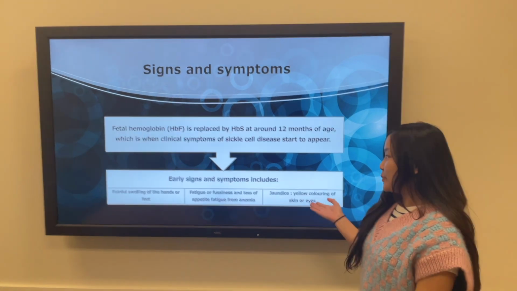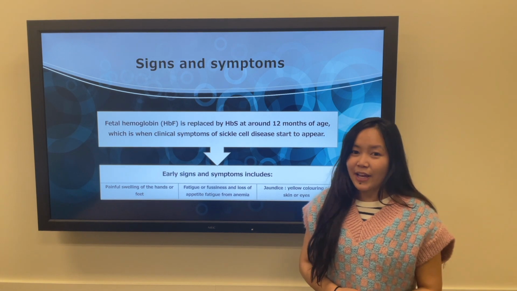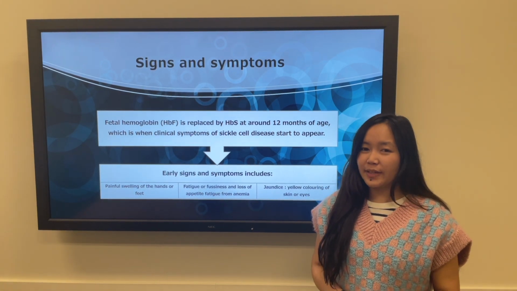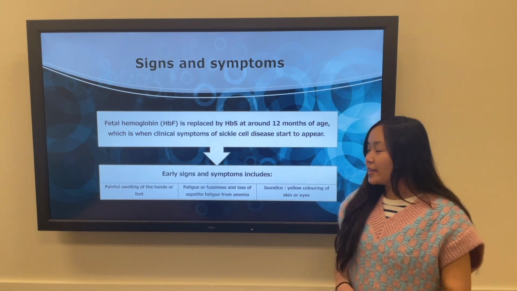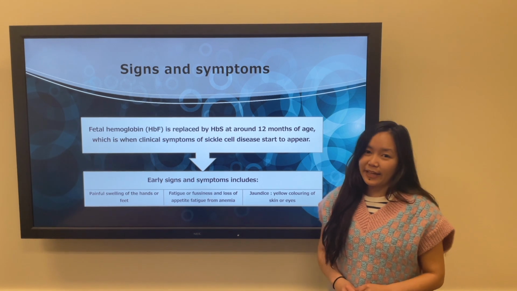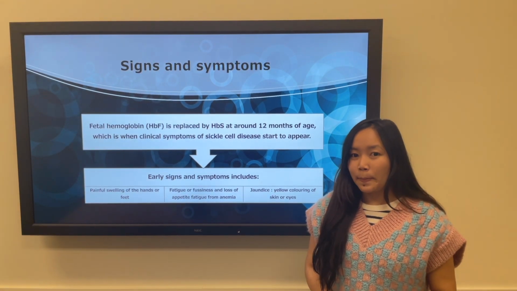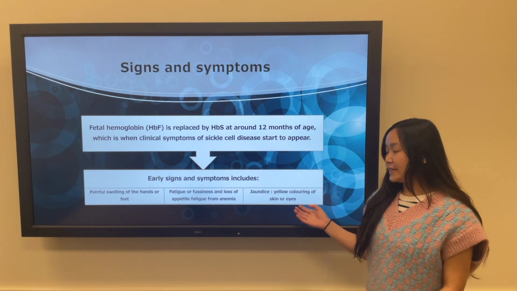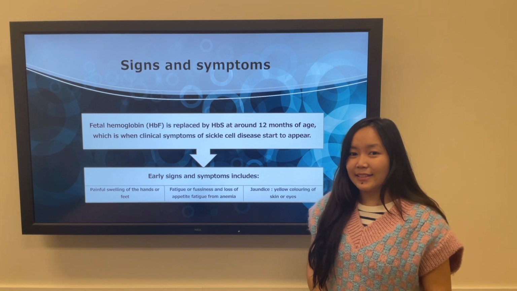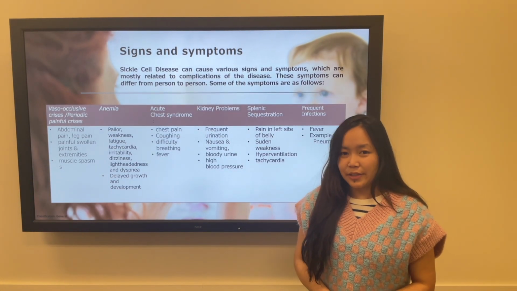The early signs and symptoms of sickle cell anemia are painful swelling of the hands and feet, which is caused by the obstruction of the blood vessels by the sickle cells. Another sign and symptom is fatigue, fussiness, or loss of appetite from the anemia, which is caused by the reduced RBCs in the blood. Another is jaundice, which is yellow coloring of the skin and the eyes, caused by the breakdown of the RBCs and release of bilirubin.